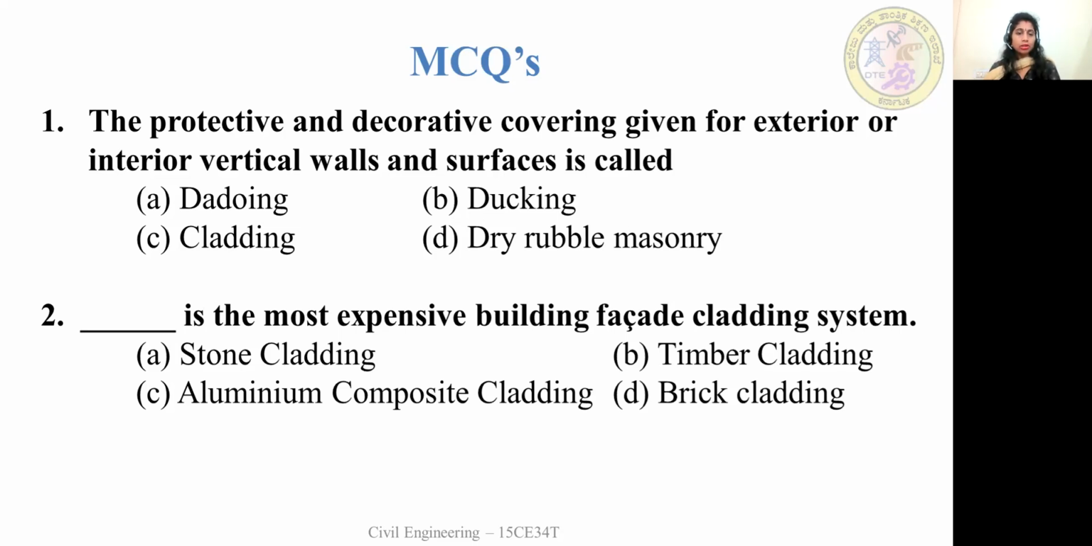First question: the protective and decorative covering given for exterior or interior vertical walls and surfaces is called. There are 4 choices given. You have to choose the most appropriate one. Option A is dadoing. Option B, ducking. Option C, cladding. And option D, dry rubble masonry. Just write it out for yourself.